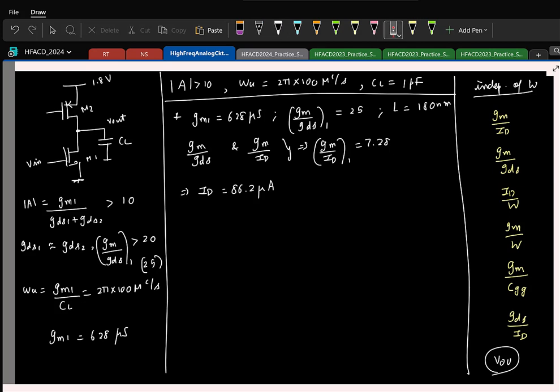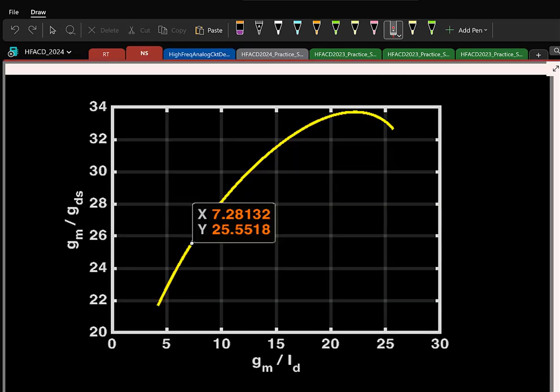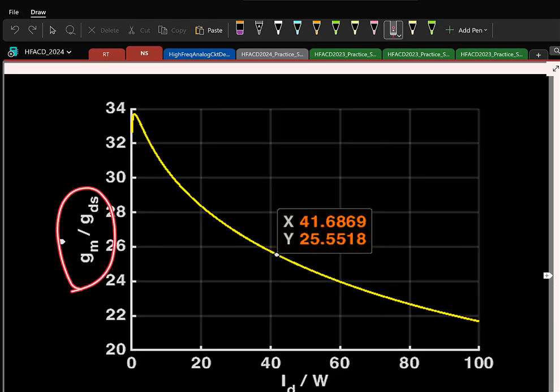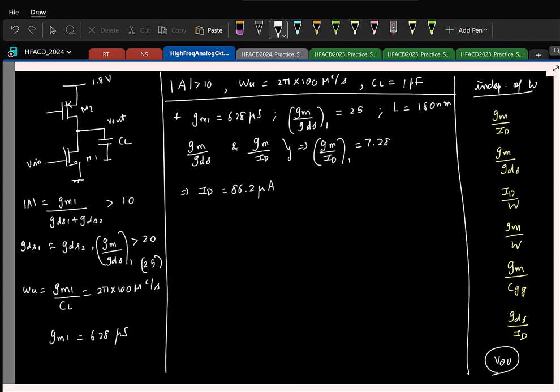So now you know the current. I need to find the width. What do you think I should do? I know GM by GDS, GM by ID, and I know the current also. I just need to find the width. So I can plot either of these two versus ID by W. Here I have plotted GM by GDS versus ID by W. For a gain of 25.5, ID by W is 41.6. So this gives me the width as around 2 micron.